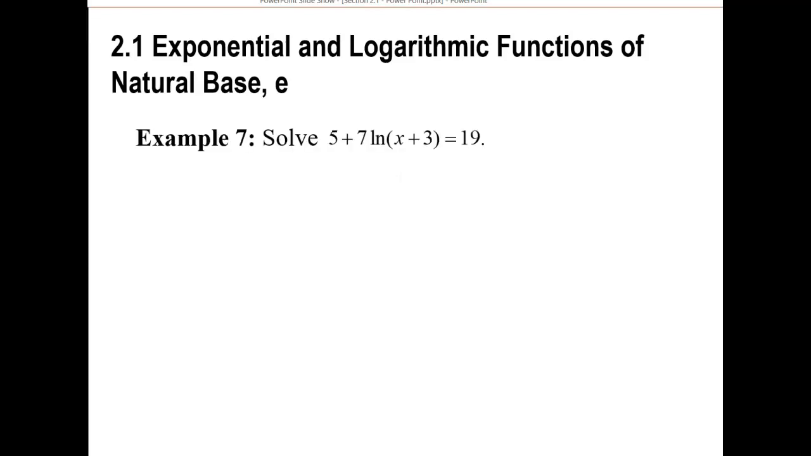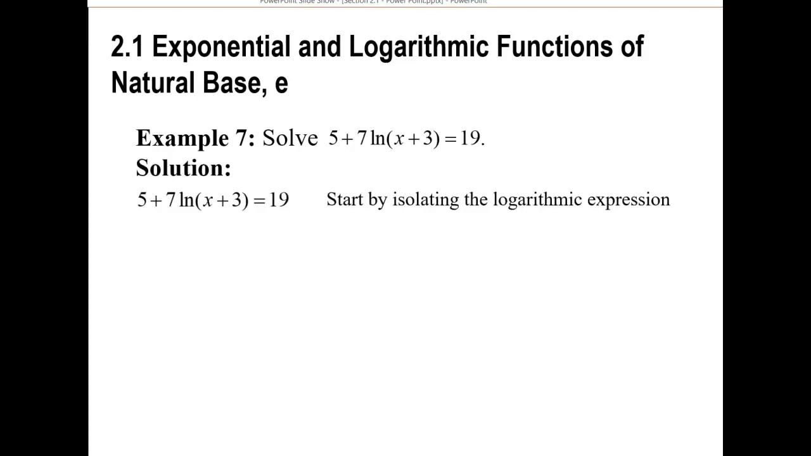All right, next example, we're going to solve a log equation. So this time we're solving for x within a log. Before, when we solved for x within an exponent, we had to utilize logs. Here, since we're solving within a log equation, we're going to utilize e. Our first step here is going to be to get the log expression by itself. So start by isolating the log.